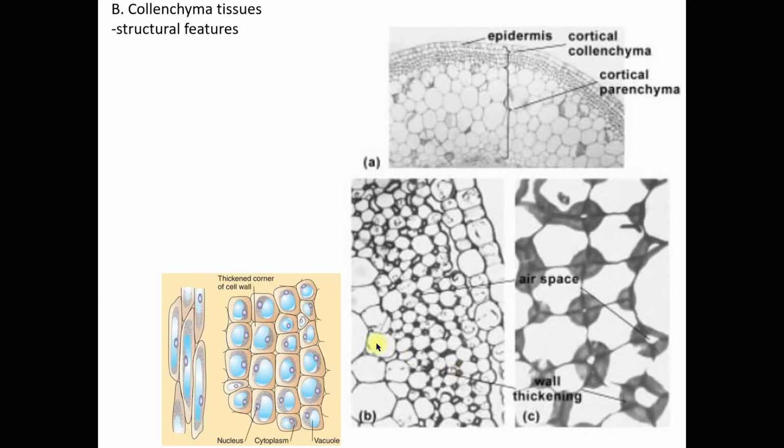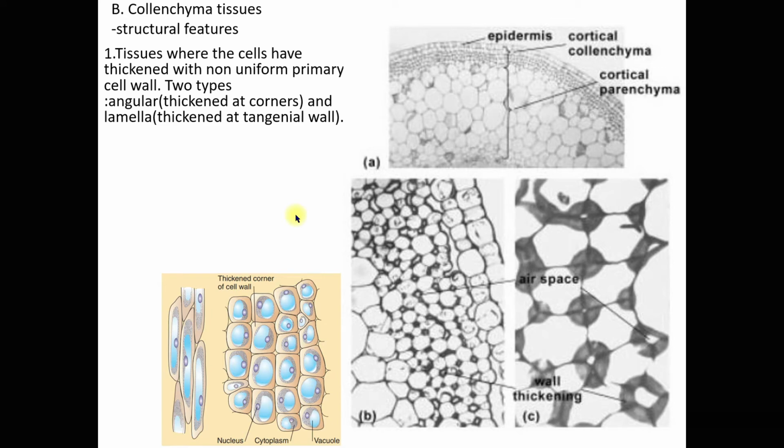Now collenchyma tissues, these are the tissue where the cells have thickened, thickened with non-uniform primary cell wall. So when it comes to their primary cell wall, it is thickened, and then is non-uniform.